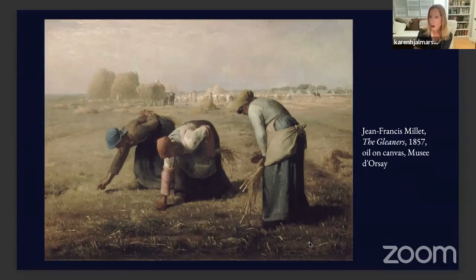Millet, another Barbizon painter. The Gleaners, what are gleaners? Gleaners are at the lowest rung of society because they just gather up the detritus, the little bits and pieces of wheat, because they don't even have farms of their own. And so this is a commentary on poverty and class structure.